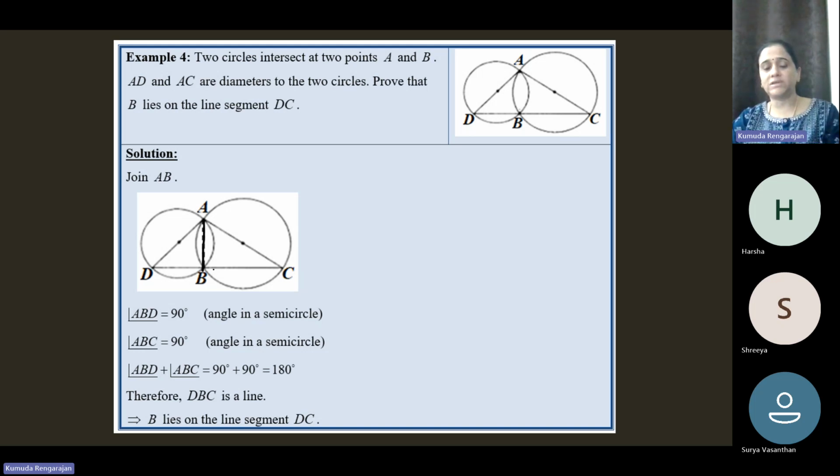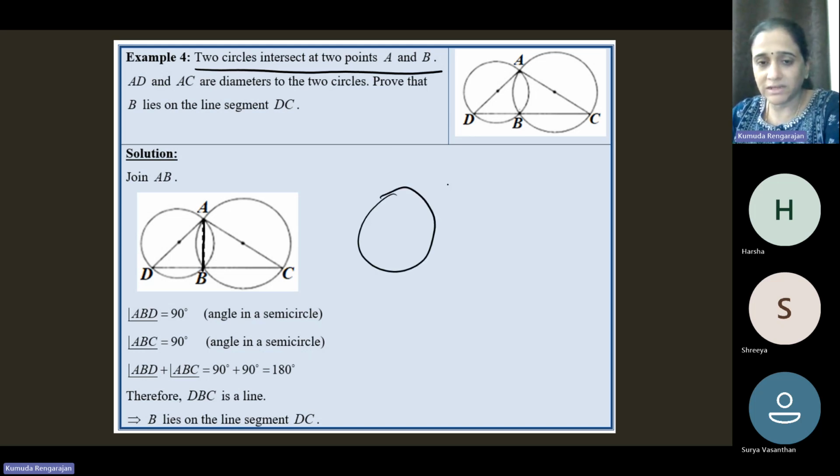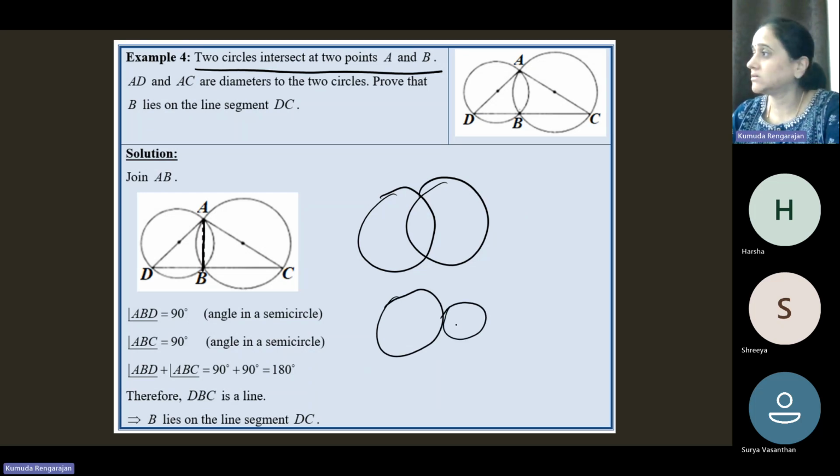Sometimes the diagram will not be given. I don't know if I have put the diagram here by mistake, I'm not sure. So sometimes the diagram is not given, and you should know how to make the diagram. When it's not given, you have to read the question and make it. See, two circles intersect at two points A and B. Intersecting circles, so they will be like this. These are touching circles.